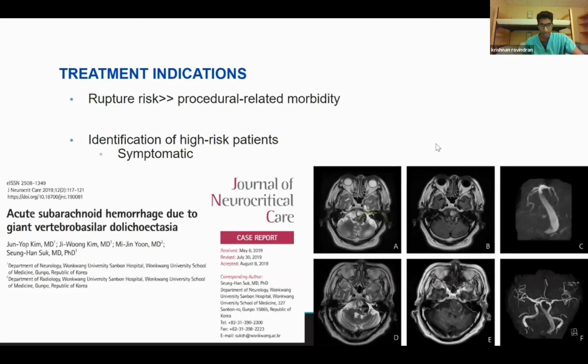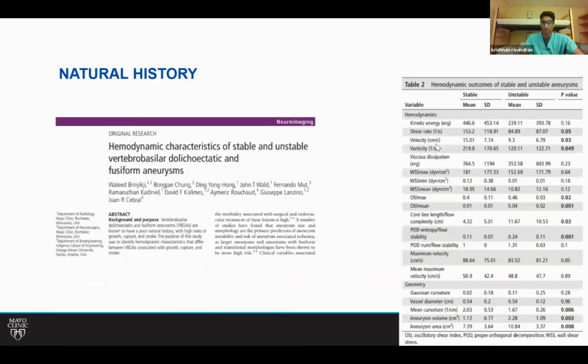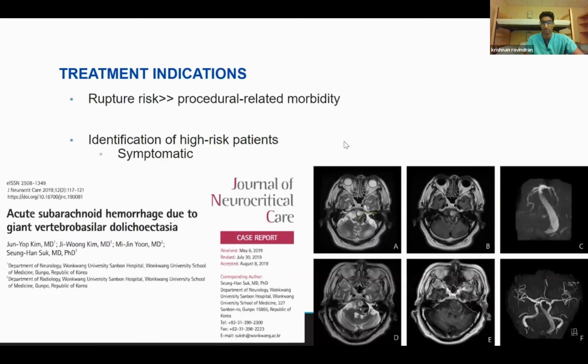The identification of patients who convert from so-called stable aneurysms to unstable aneurysms remains, in my opinion, one of the fundamental questions for vertebrobasilar dolichoectasia. And typically, the identification of high-risk patients has been due to symptomatic presentation.